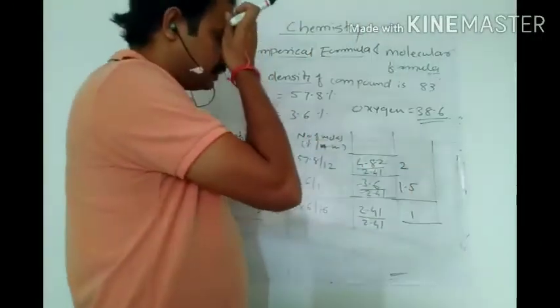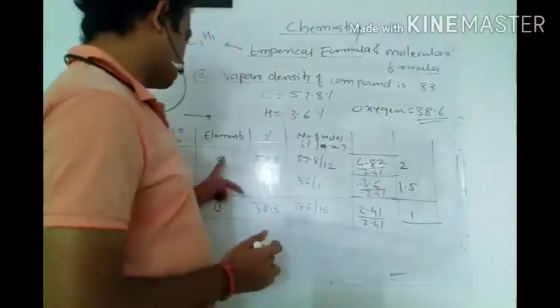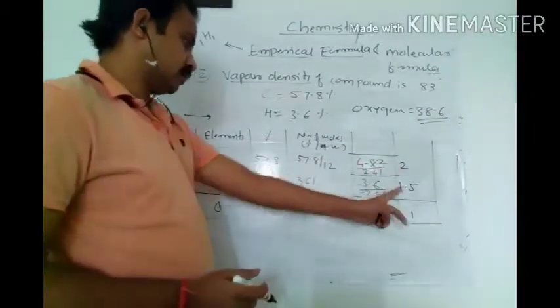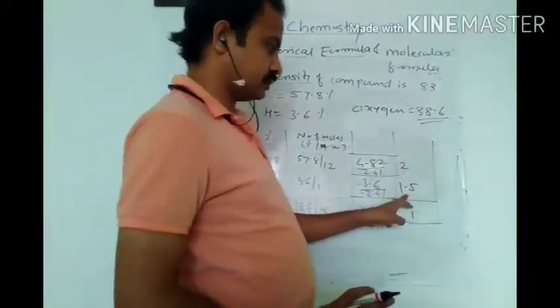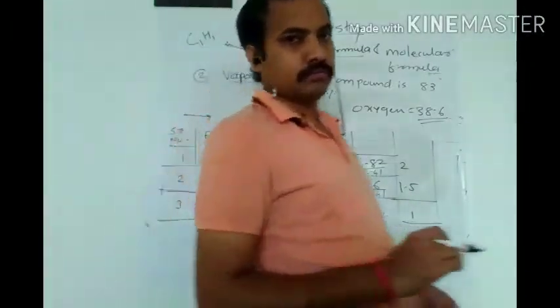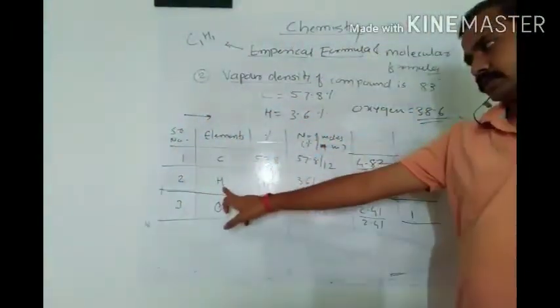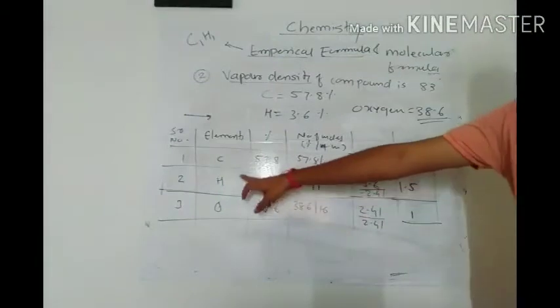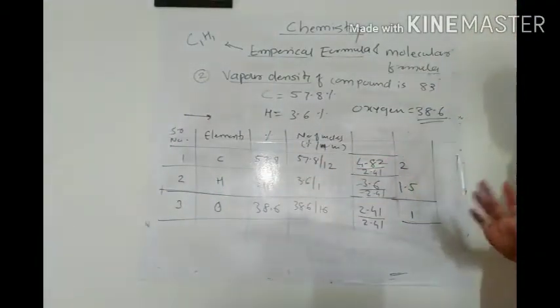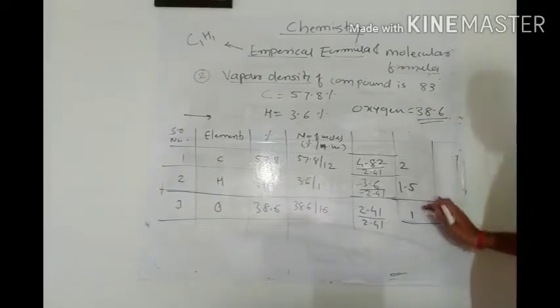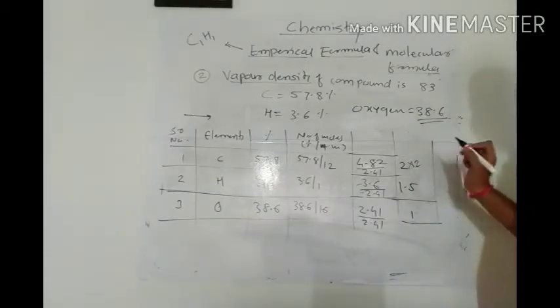Generally what we did in the previous problem, I just wrote down C2H1.5O1 here. But here, the answer we get for the element hydrogen is in fraction form. We have to convert it into a complete whole number. So what I will do is multiply it by 2.